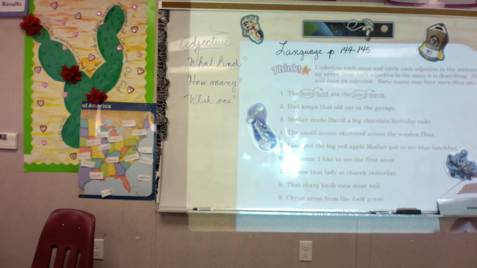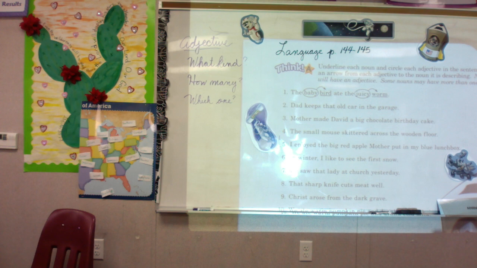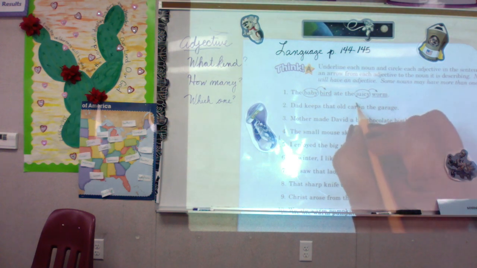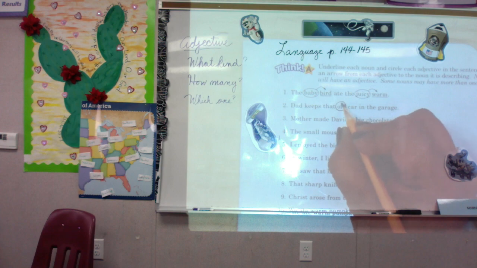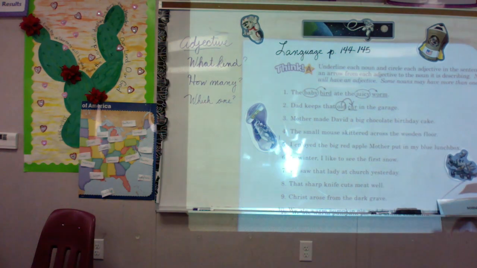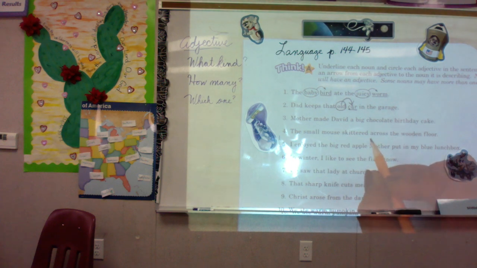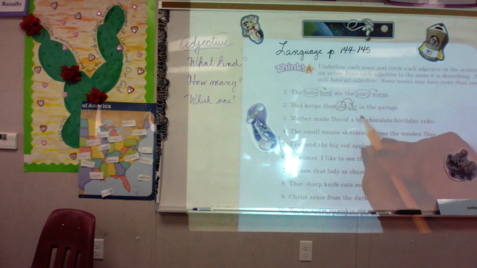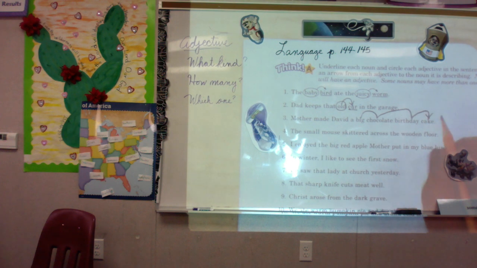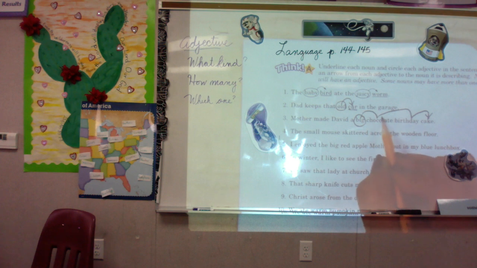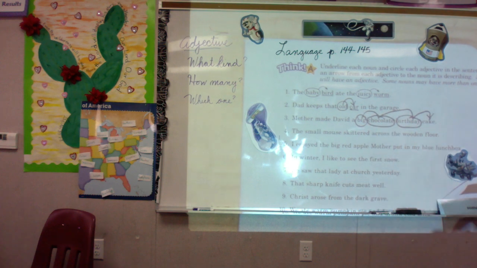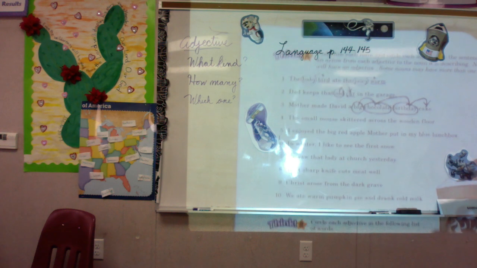Baby bird, juicy worms. Number 2, Dad keeps that old car in the garage. Car, old car. Number 3, Mom made David a big chocolate birthday cake. So big, chocolate, birthday, cake are all describing cake.